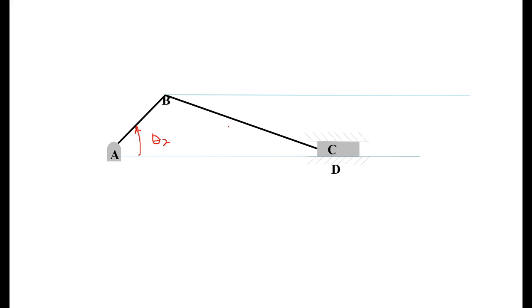Now finally we have theta 3. Theta 3 is the inclination of the connecting rod from the same axis. The axis is represented as this blue line. So you have to measure in the same direction. Okay, please note, you have to measure like this. This will be your theta 3.